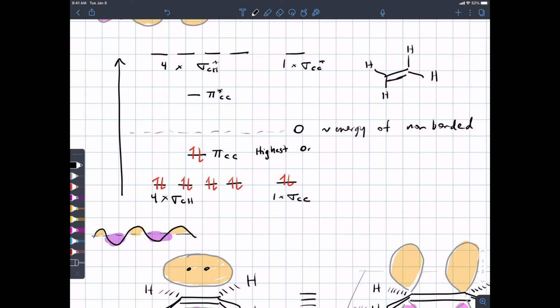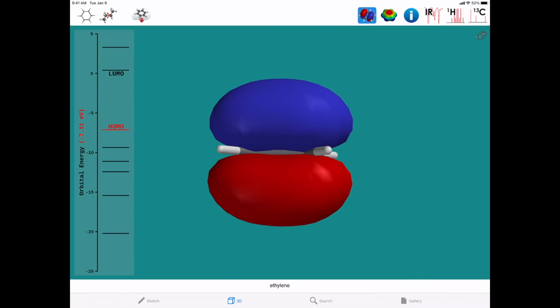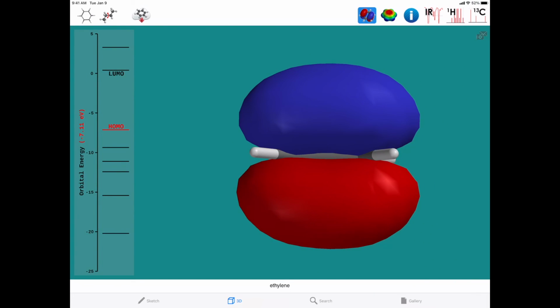Highest occupied molecular orbital. And a lot of the most interesting chemistry happens with the highest occupied molecular orbital. Incidentally, the Spartan app tells us that, right? It actually labels that for the pi bond. And if you want, it tells you in red what the energy level is in electron volts.